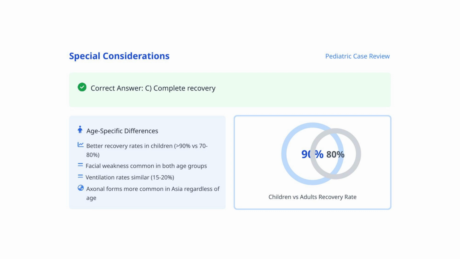Children with Guillain-Barré syndrome generally have better recovery rates than adults, with more than 90% achieving complete recovery compared to 70 to 80% of adults. Facial weakness is common in both pediatric and adult populations. The need for mechanical ventilation is similar between age groups at approximately 15 to 20%. Axonal forms of GBS are more common in certain geographic regions like Asia regardless of age, rather than being specifically more common in either children or adults in North America.